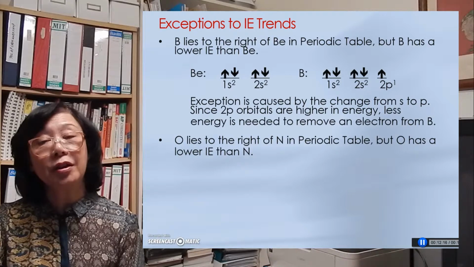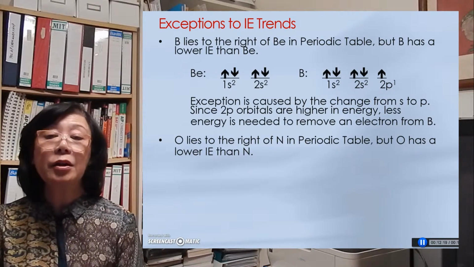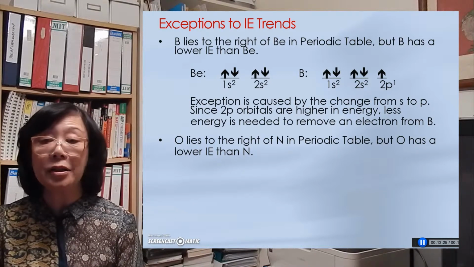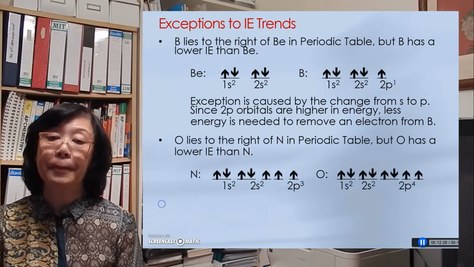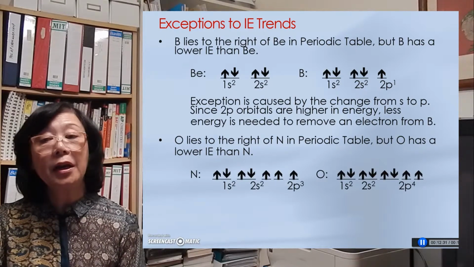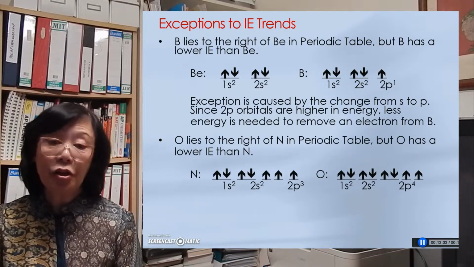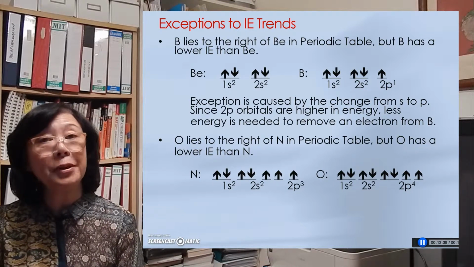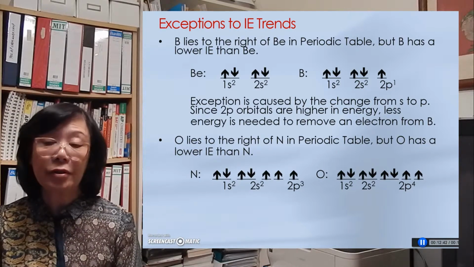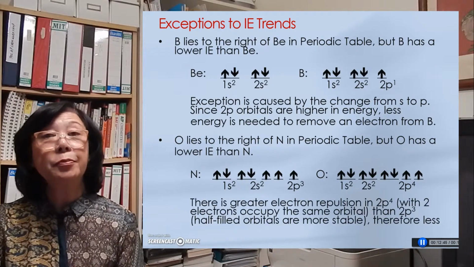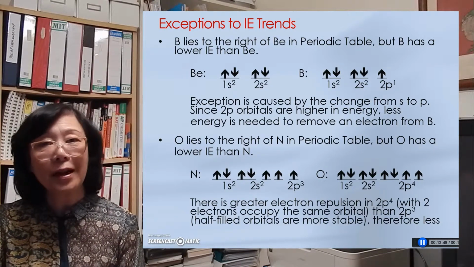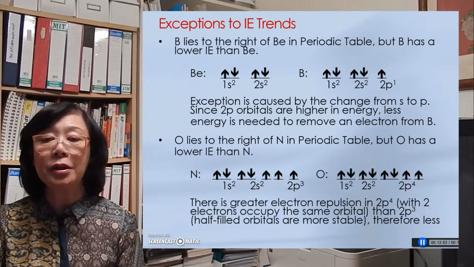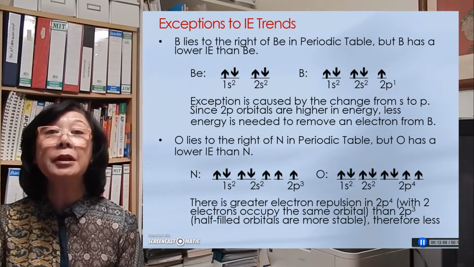Now, look at oxygen, another exception to the trend, which lies to the right of nitrogen in the periodic table, but oxygen has a lower ionization energy than nitrogen. If you look at the electron configuration and the orbital diagram, we notice that nitrogen has 2p3, half-filled 2p orbitals, whereas oxygen has 2p4. This extra, fourth electron in the 2p orbital creates greater repulsion in the oxygen atom, making it easier to remove the electron and therefore lowering the ionization energy, whereas the 2p3 with half-filled orbitals is more stable.